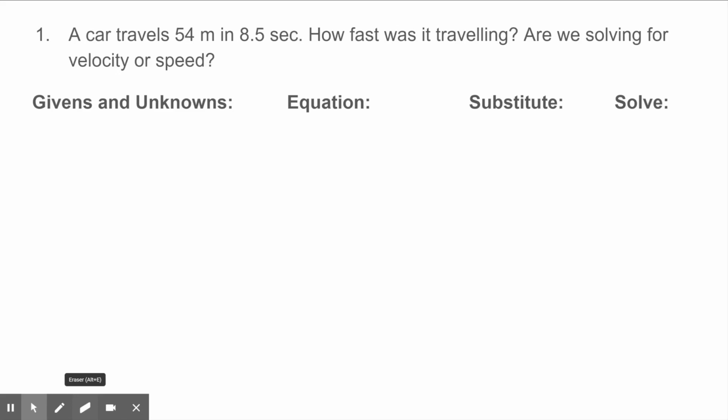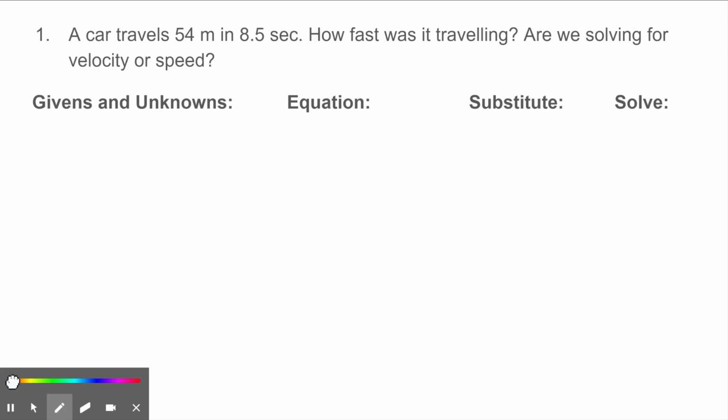Let's do a calculation. A car travels 54 meters in 8.5 seconds. How fast was it traveling? And are we solving for velocity or speed? Now, I know many people see a question like this, and if it was multiple choice, many of you would just make a guess. We don't want you guessing on these answers. Well, not the typical guessing.